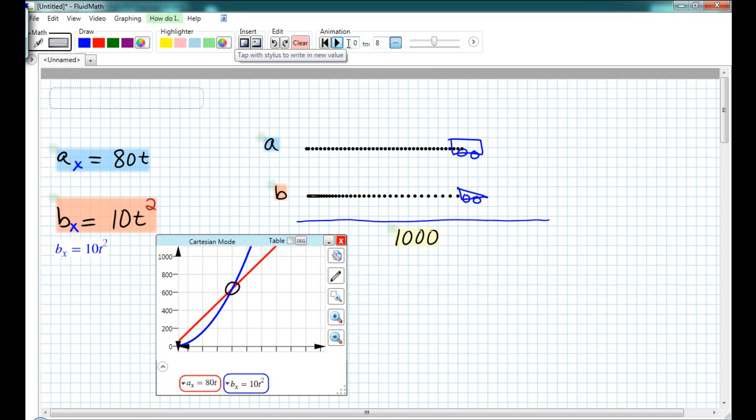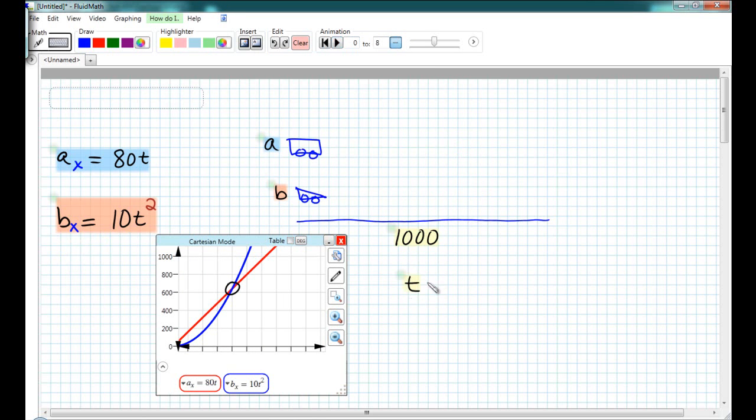So let's prove this. In algebra, we use substitution to prove things. So we substitute t equals 8 and see that the location of car A and car B are 640 when t is equal to 8, proving our hypothesis.